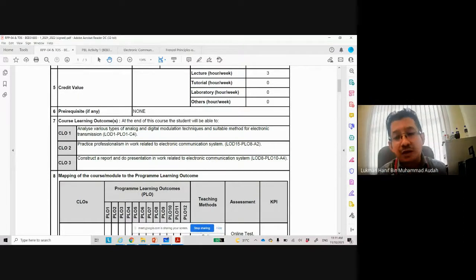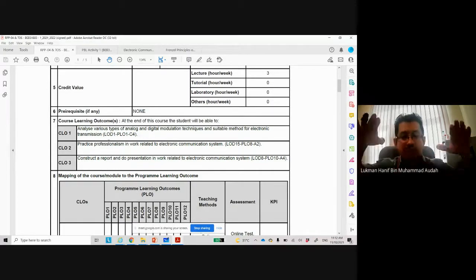So apakah itu PLO sebenarnya? Dia adalah skill set ataupun attributes yang diperlukan untuk menjadi seorang engineer. So PLO ini didefinisikan oleh Board of Engineers Malaysia. They come out with these 12 PLOs, which are the attributes or the skill sets needed by the graduates in order to become a good engineer. So basically you need to excel in all the PLOs.